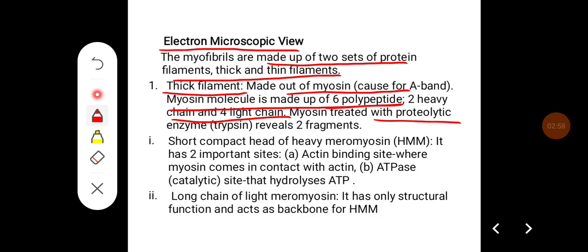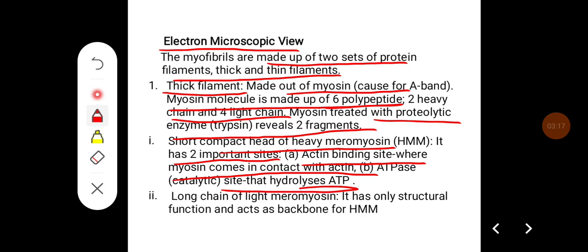Myosin treated with proteolytic enzyme reveals 2 fragments. The short compact head is heavy meromyosin, called HMM, which has two important sites: the actin binding site, where myosin comes in contact with actin, and the ATPase site that hydrolyzes the ATP. The long chain is light meromyosin, which has only a structural function and acts as a backbone for HMM.